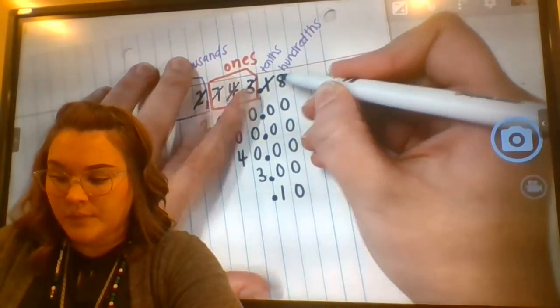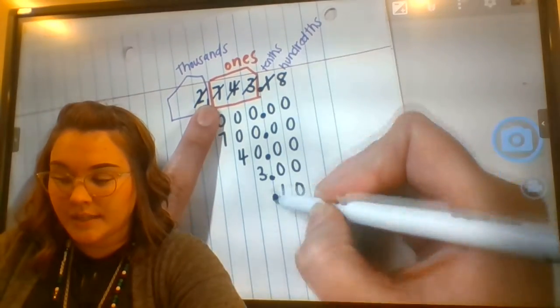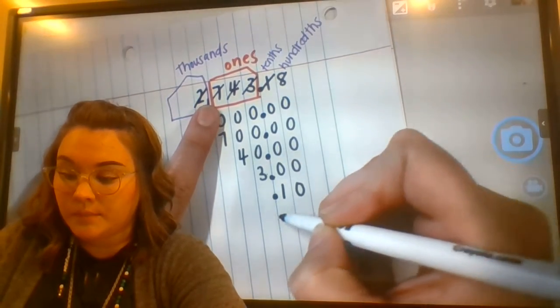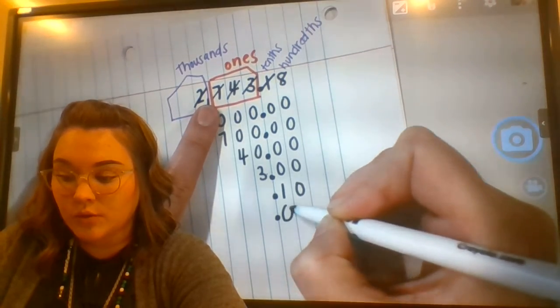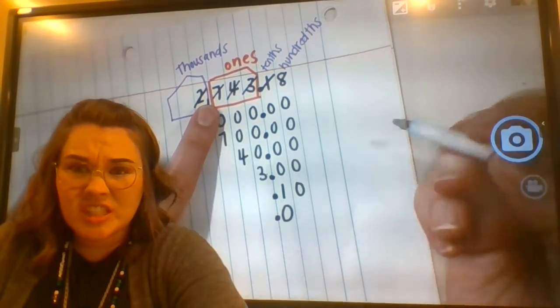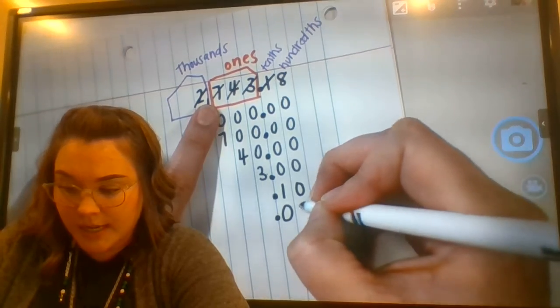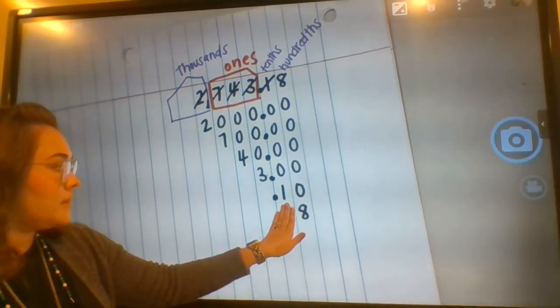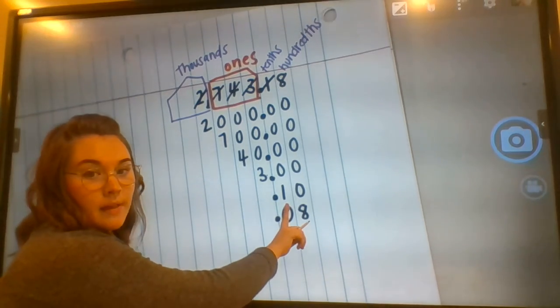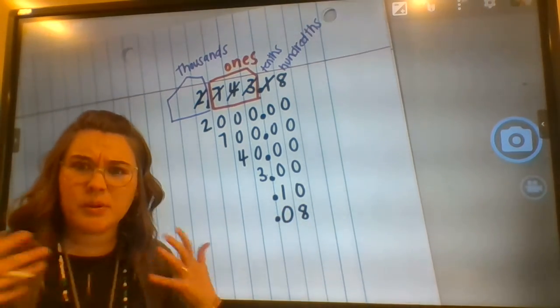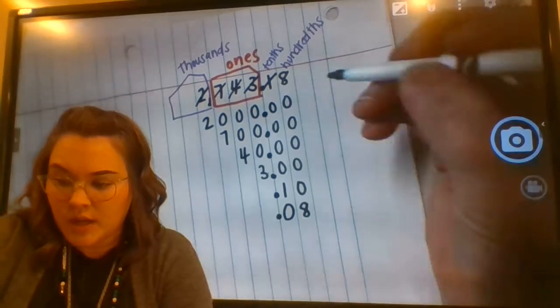Mark it off, and then I'm going to bring down my decimal point. Here's the difference, guys. I've got to add a placeholder here because I can't just leave it blank because I'm going to bring down my 8. If I just left it blank, it would be a decimal point and then nothing and then an 8. So I've got to put a 0 there as a placeholder.